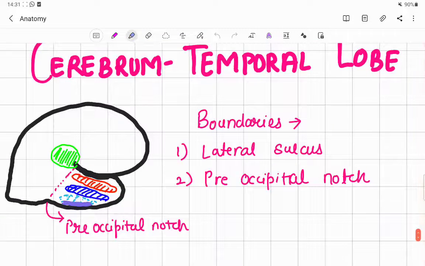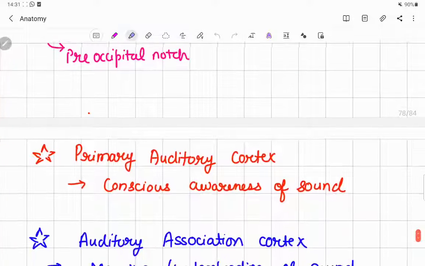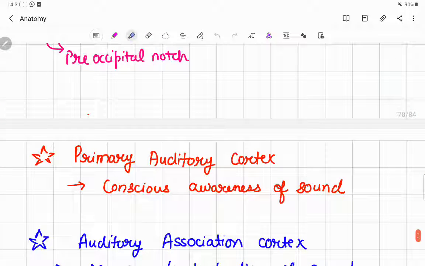of the cerebrum. The boundaries of the temporal lobe are formed by the lateral sulcus and the preoccipital notch. This is the preoccipital notch located here. If we draw an imaginary line to the end of the lateral sulcus from the preoccipital notch, then it will form a good boundary to the temporal lobe. So these are the two boundaries, the lateral sulcus or the sylvian fissure, we have already seen this, and this is the preoccipital notch.